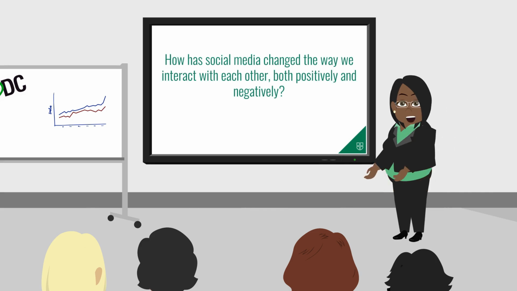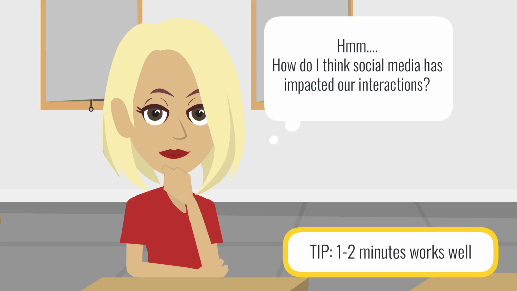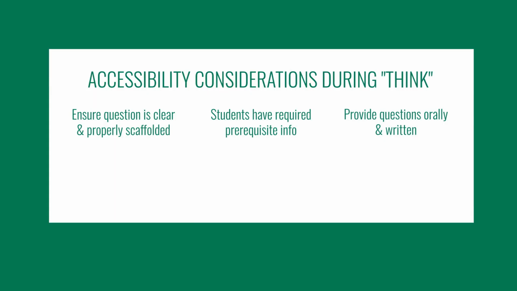First, pose a question or a problem to the class related to the content they are learning. Then, allow students time to think about the answer to the question posed. We suggest 1 to 2 minutes, but you can adapt the time depending on the complexity. Accessibility considerations during Think. Ensure the question is clear, properly scaffolded, and that students have the required prerequisite information.